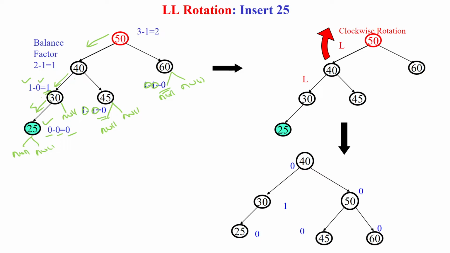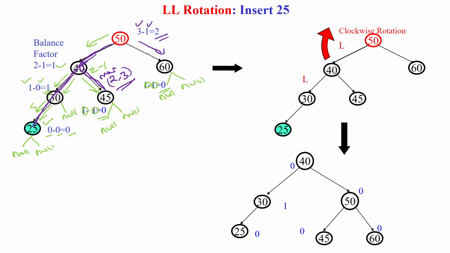For 40, the height of the left subtree is 2, minus the height of the right subtree, which is 1 edge, so 2 minus 1 is 1. Then the height of the left subtree of 50: there are two paths available. One path is this one, so 2. Then the other path is this one, so 3 edges. The maximum of 2 and 3 is 3, so 3 is the height of the left subtree of 50. Then for the right subtree, only one edge is available, so 1. So 3 minus 1 is 2.